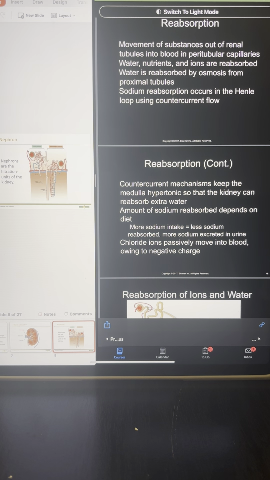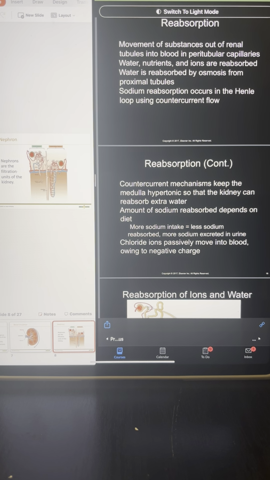Water is reabsorbed by osmosis. This is where we see osmosis, right? Because water moves from higher to lower concentration. If we have a little bit of water, we need more water, that water is going to move by osmosis back into our capillaries, or vice versa, out of the capillaries into the tissues or into the tubules.